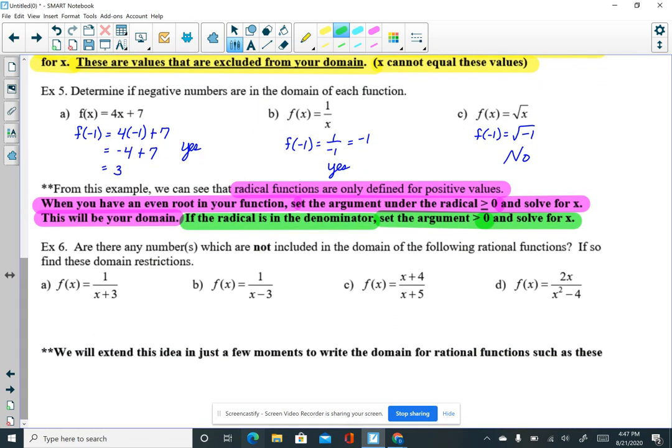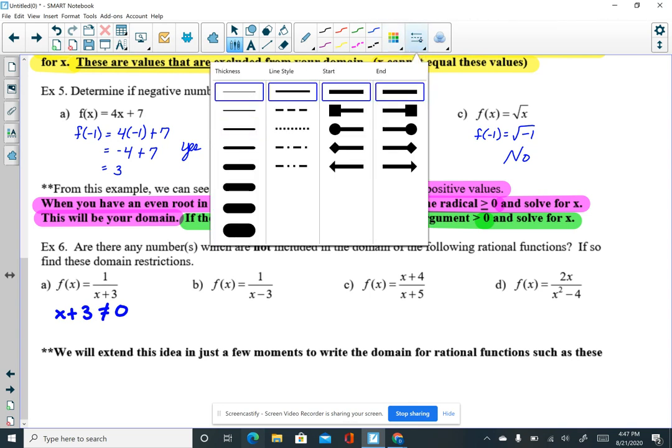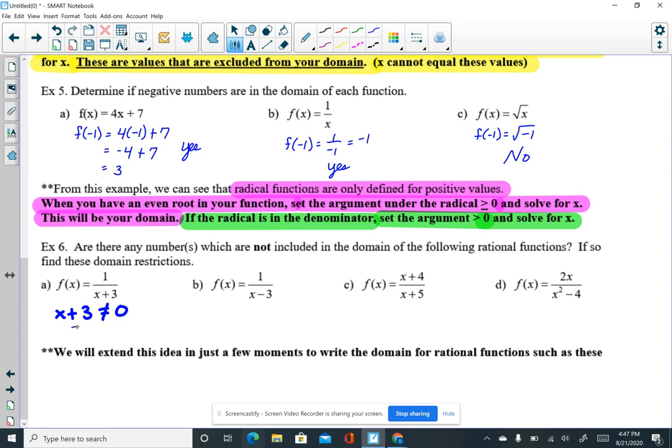To clarify that, let's move on down into example 6. They want to know which numbers, if any, are not included in the domain for these functions. You'll notice all 4 of these functions have a denominator. From one of the facts we just learned, denominators cannot equal 0. So for letter A, x plus 3 cannot equal 0, and then I would need to solve for x. Anything else would be in the domain, so this would be a relatively quick solve.